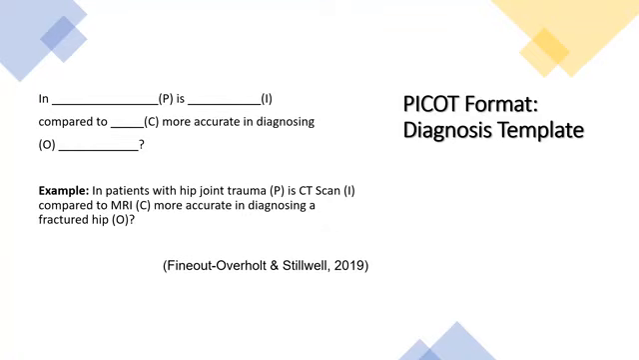Okay, now this is the diagnosis PICO template. Good example there: in patients with hip joint trauma, is a CT scan compared to MRI more accurate in diagnosing a fractured hip?